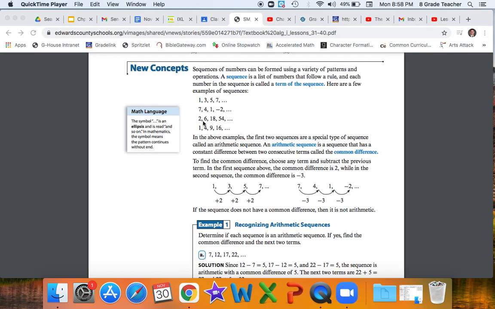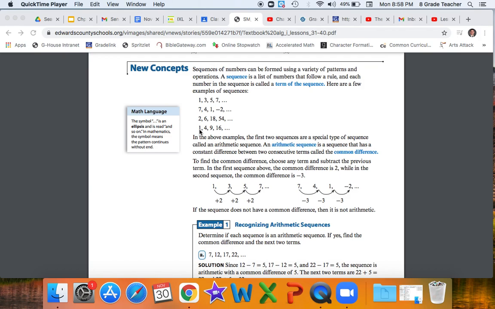This one, for example, is 2, 6, 18, 54. Something that is different happening here. Here we were adding and subtracting. Now you might have some type of multiplication that's happening. So 2 times 3 is 6, 6 times 3 is 18, 18 times 3 is 54, 54 times 3 would be our next term in the sequence.